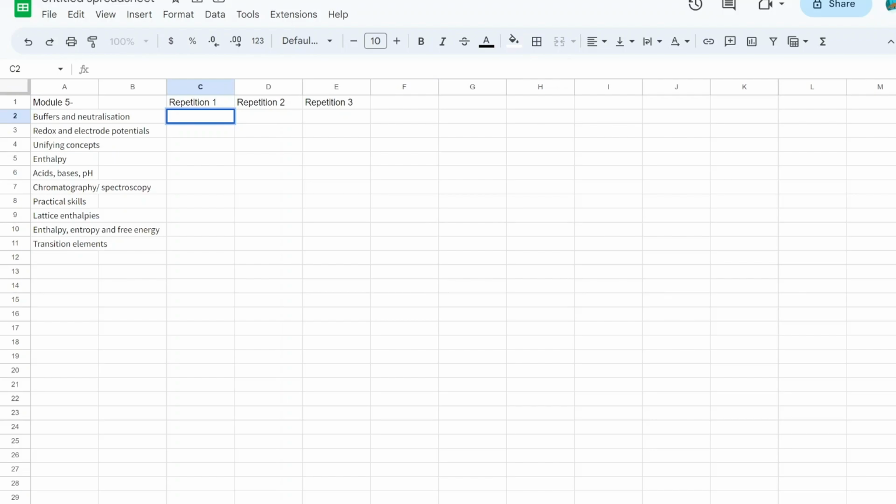For example, after doing the buffers and neutralization practice questions, I typed the date on which I did these questions, so for example the 26th of July, and highlighted the boxes red, amber or green, depending on how hard I found the topic and how many questions I got wrong.